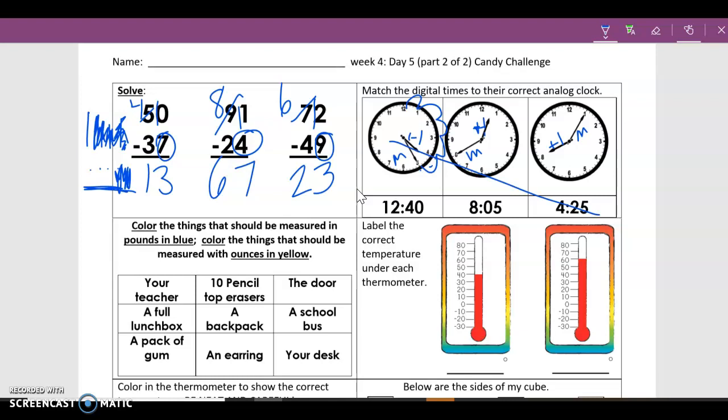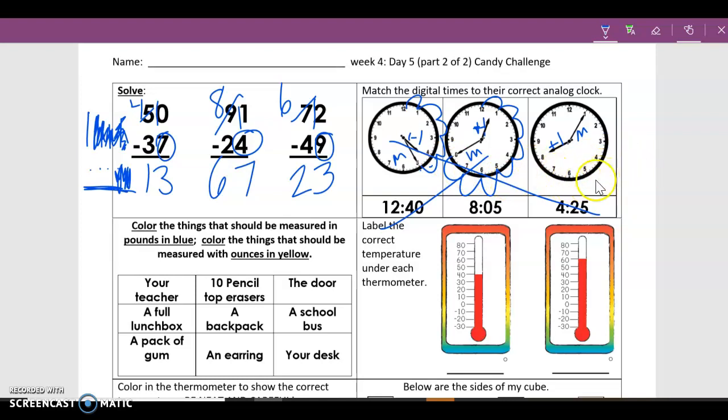So then we look here. If we do the minute hands, 5, 10, 15, 20, 25, 30, 35, 40. Hour hand is between the 12 and the 1, so 12:40. Another thing I might encourage is, hey, you guys know that 6 is 30 minutes. Start at 30, 35, 40. That's another way to help them with their fluency when it comes to telling time.